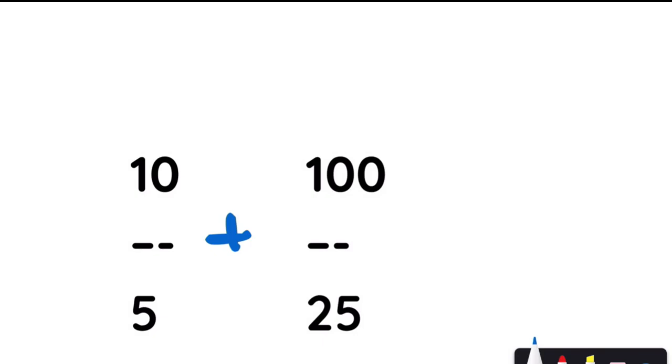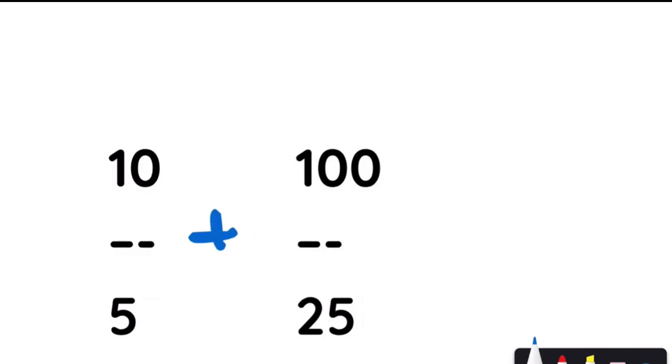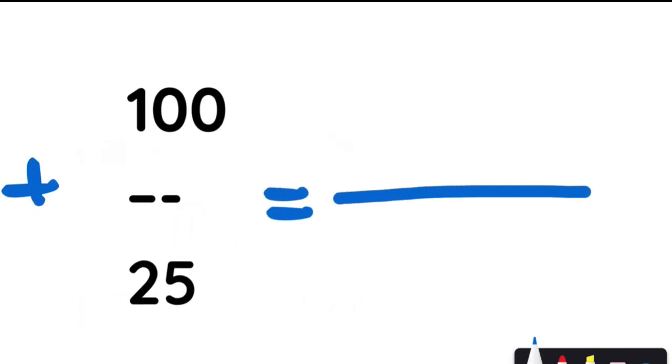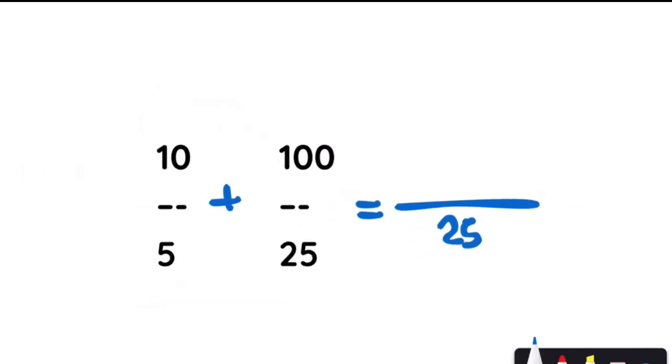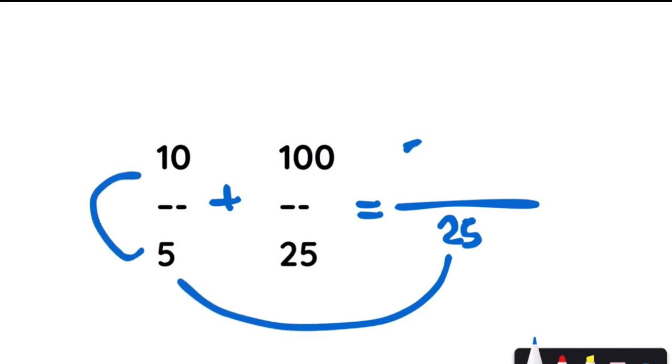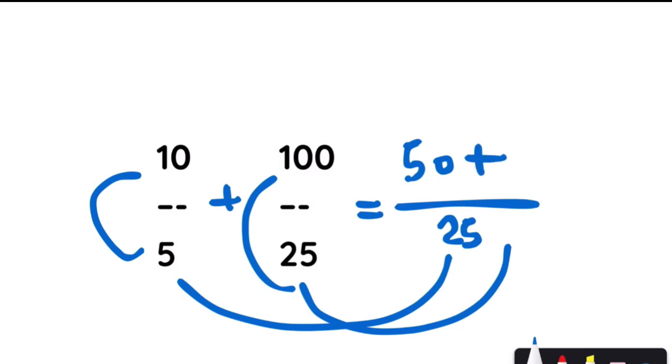I should find the LCM of our denominators, both denominators. 25 and 5, their LCM is 25. Now, what should I do with 25? I should divide 25 by each denominator and then multiply it by the numerator. So 25 divided by 5 equals 5. 5 times 10 equals 50. 25 divided by 25 equals 1. 1 times 100 equals 100. And the operation is plus or addition, because in here it's addition, right?